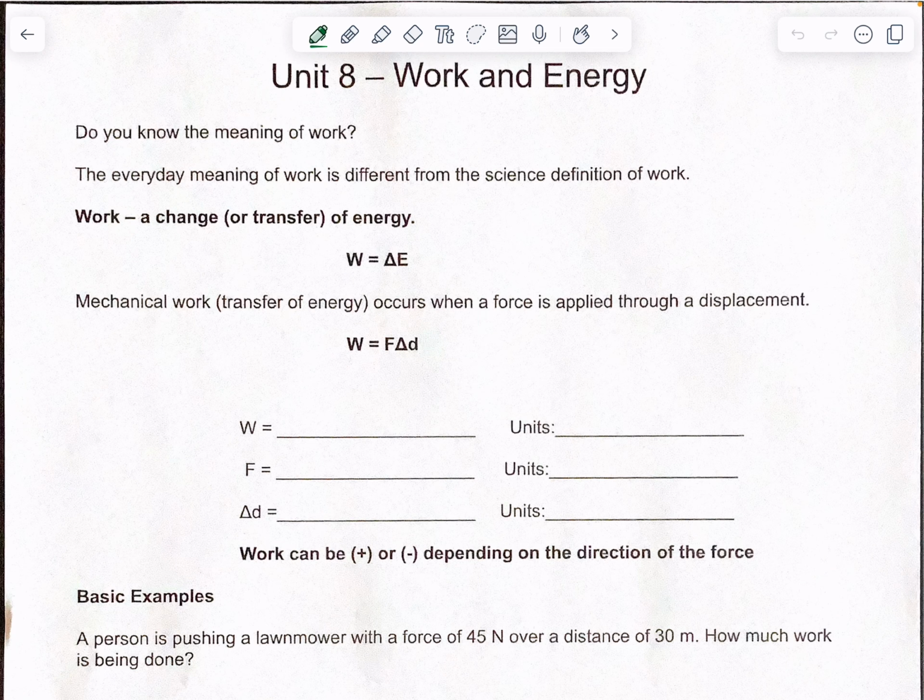So do you know the meaning of work? The everyday meaning of work is different from the science definition of work. So we don't mean putting in work from studying for a test. What we mean is actual physical, mechanical work where there's a change or transfer of energy.